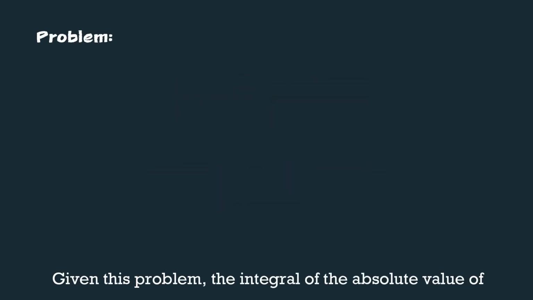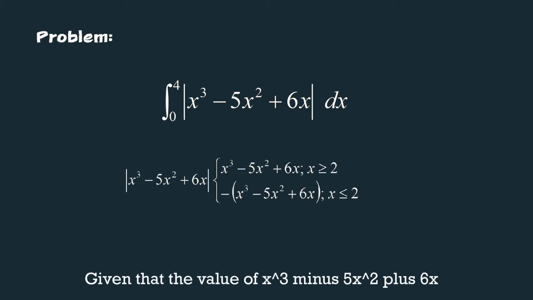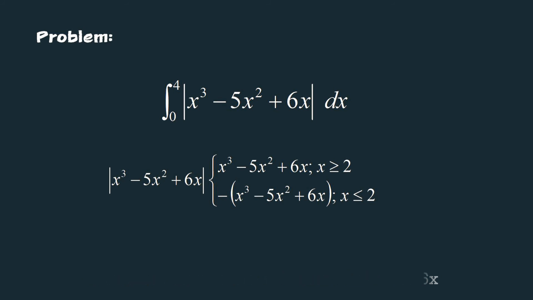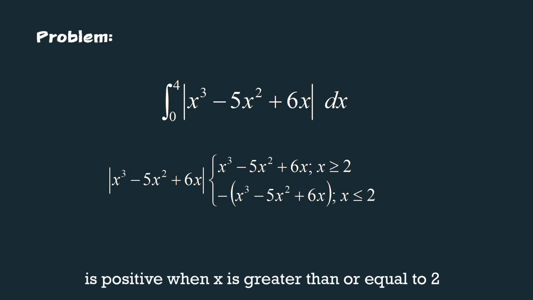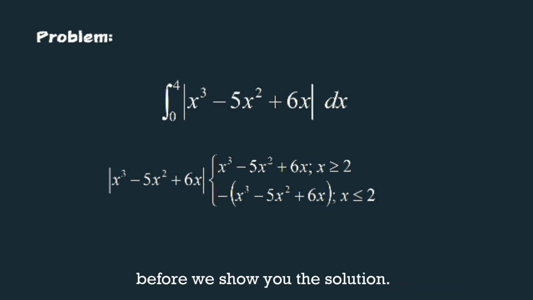Given this problem, the integral of the absolute value of x cubed minus 5x squared plus 6x dx to be evaluated from 0 to 4, given that the values of x cubed minus 5x squared plus 6x is positive when x is greater than or equal to 2 and negative when x is less than or equal to 2. You are given 10 seconds to solve this problem before we show you the solution.